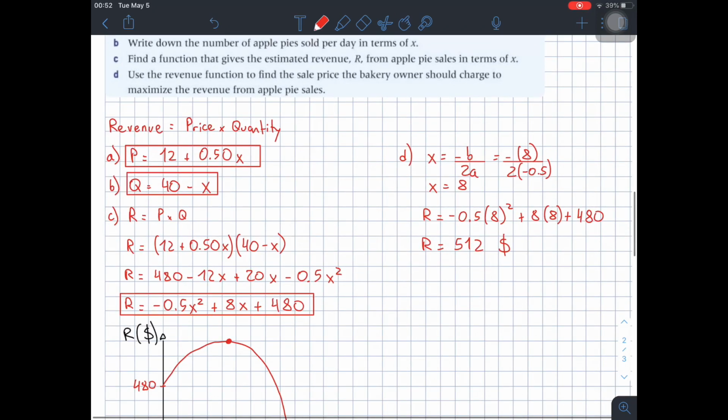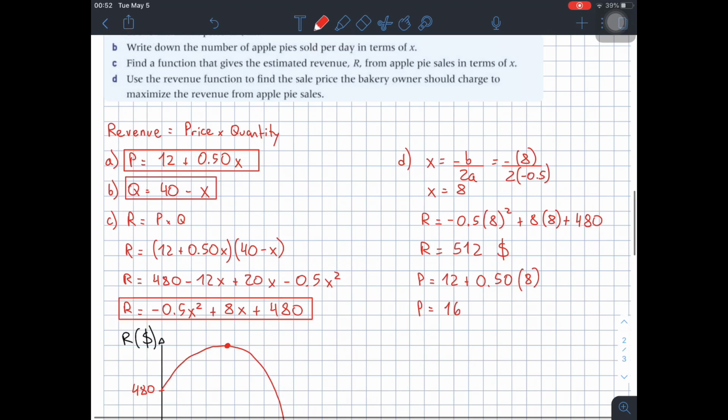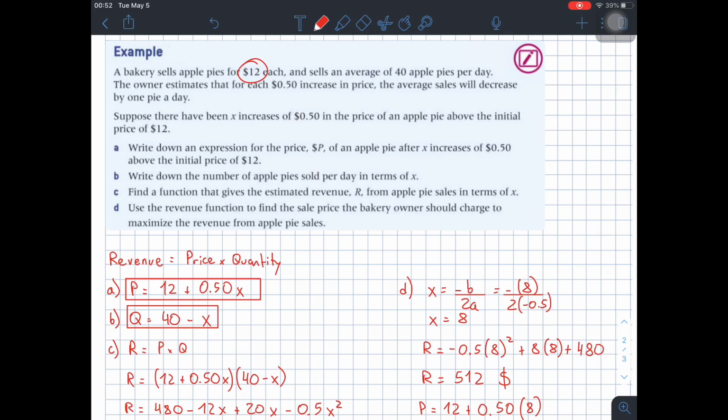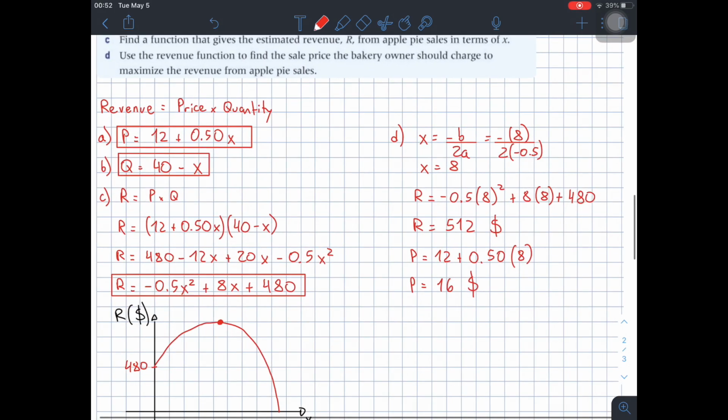So price, if I plug in into this equation, would be 12 plus 0.5 times x, which is 8. This would give us the price, which is 12 plus 0.5 times 8. This gives us $16. So we should actually sell $4 more than the price that this person was already selling, right? So this is the optimal price in order to have the maximum revenue possible, okay?